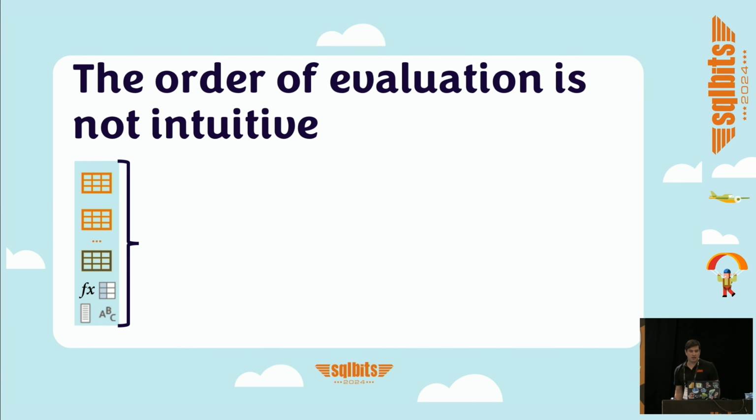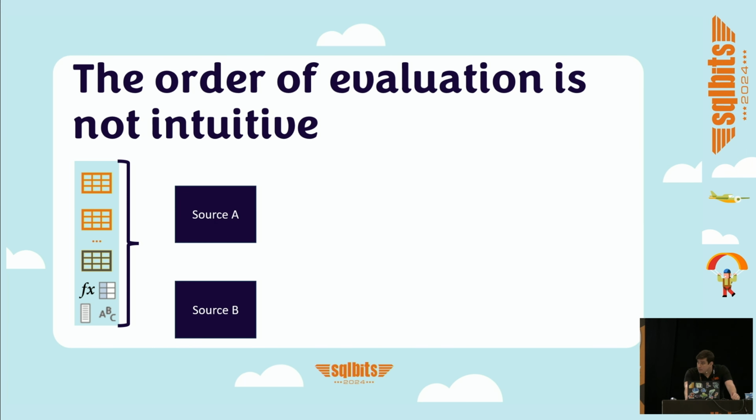The order of evaluation is non-intuitive, right? Because I have the query pane with all the queries that will be passed to my analysis services, to my data model, my semantic model. And since I can, in every step, reference any other query unless a circular dependence is hit, that's quite a mess.